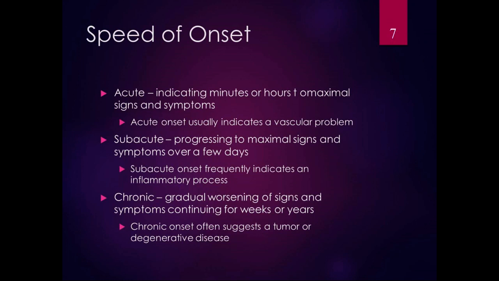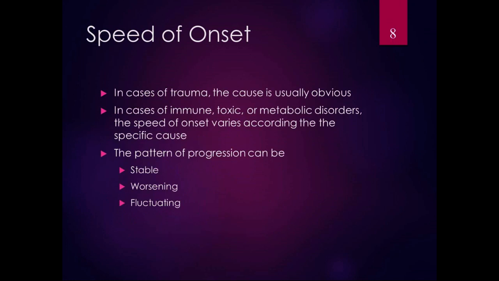Acute is minutes to hours, subacute is a few days, and chronic is weeks to years. Okay? So I would like you to know those as well, and given a case study, I would like you to be able to classify whether it is acute, subacute, or chronic. So in cases of trauma, the cause is usually obvious, like, oh, I fell while I was skiing and broke my ankle. I slipped on the ice and fell and broke my hip, that kind of thing.